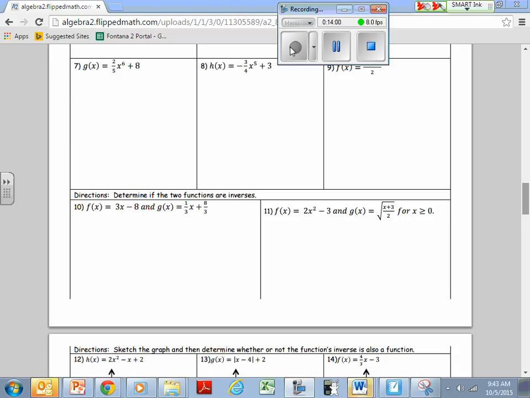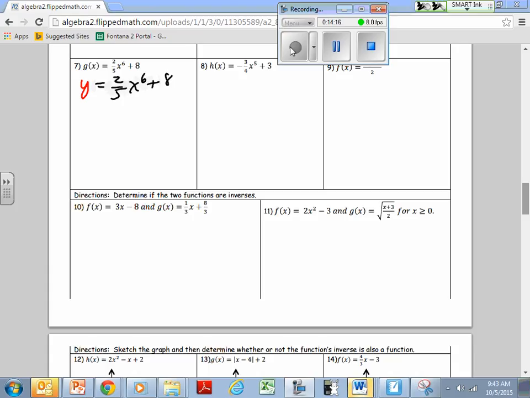Tick, tick, tick. Step 1. Don't use its first name. Use its middle name. Its middle name is always y equals. They may already have this. Hopefully they do, and they kick back and just watch it. y equals 2/5 x to the 6th power plus 8.